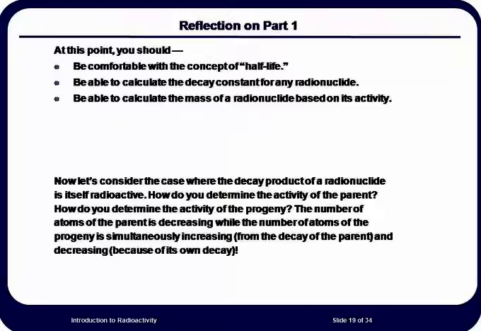Now, let's consider the case where the decay product of a radionuclide is itself radioactive. How do you determine the activity of the parent? How do you determine the activity of the progeny? The number of atoms of the parent is decreasing, while the number of atoms of the progeny is simultaneously increasing from the decay of the parent and decreasing because of its own decay.